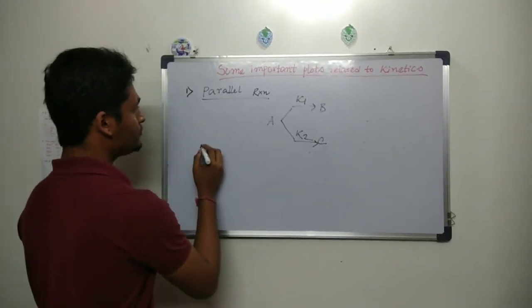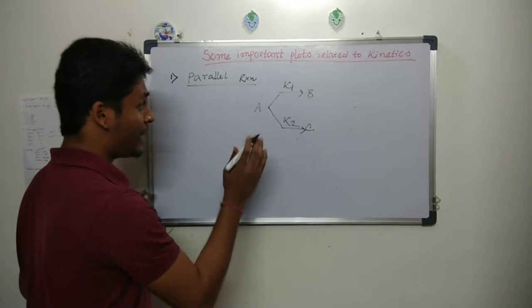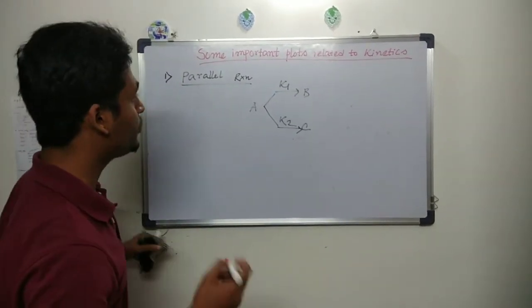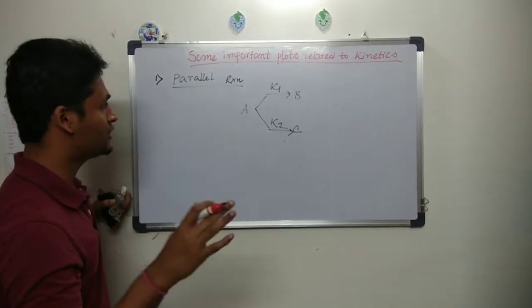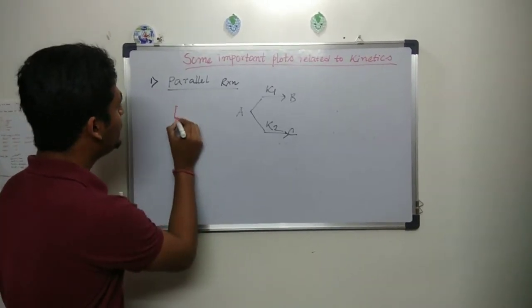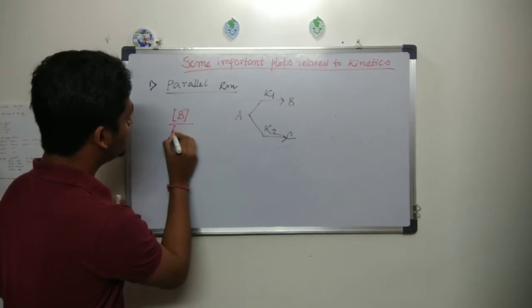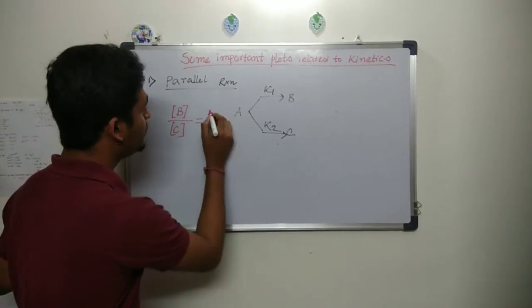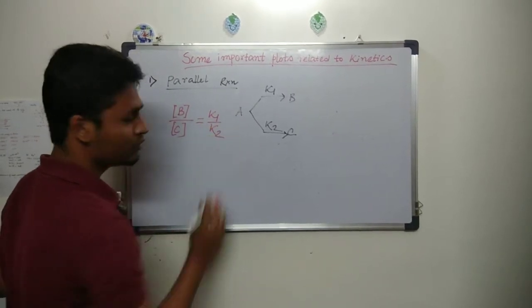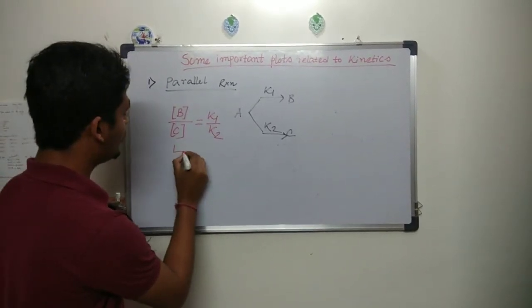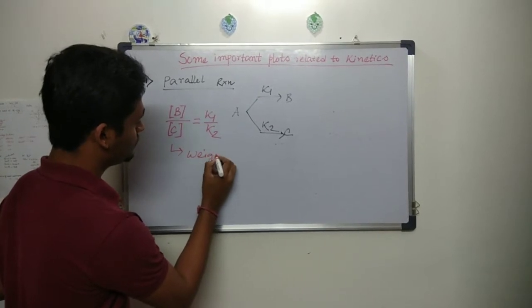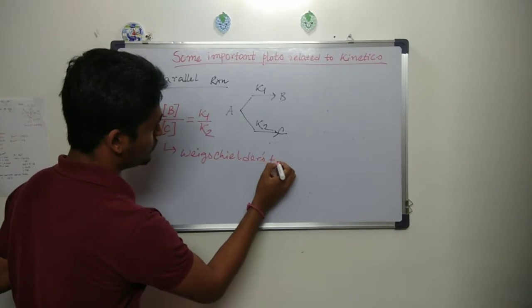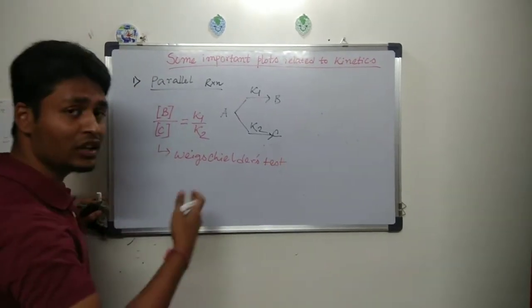Now in the parallel reaction case, you need to remember one thing: at any instant, the concentration of B and the concentration of C, their ratio will be a constant value, which will be equal to K1 by K2. And this is called the Weeks-Childress test for parallel reaction.